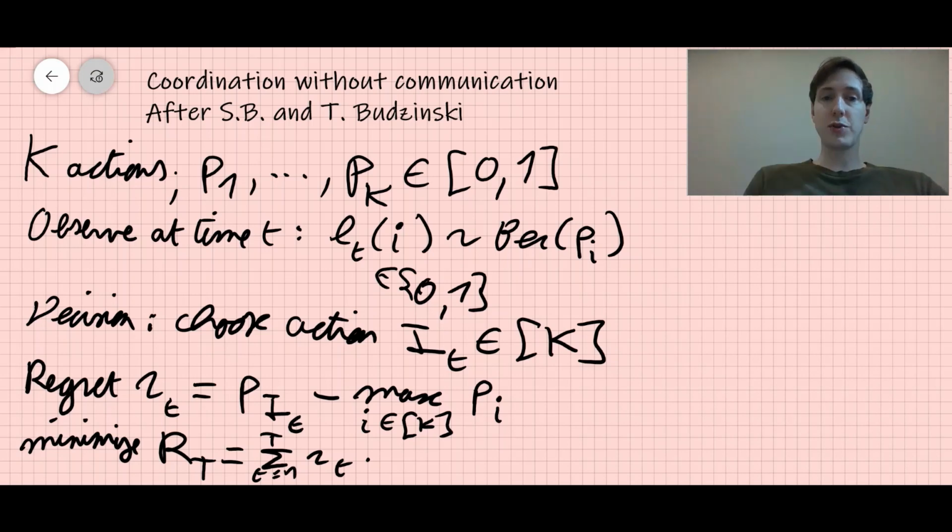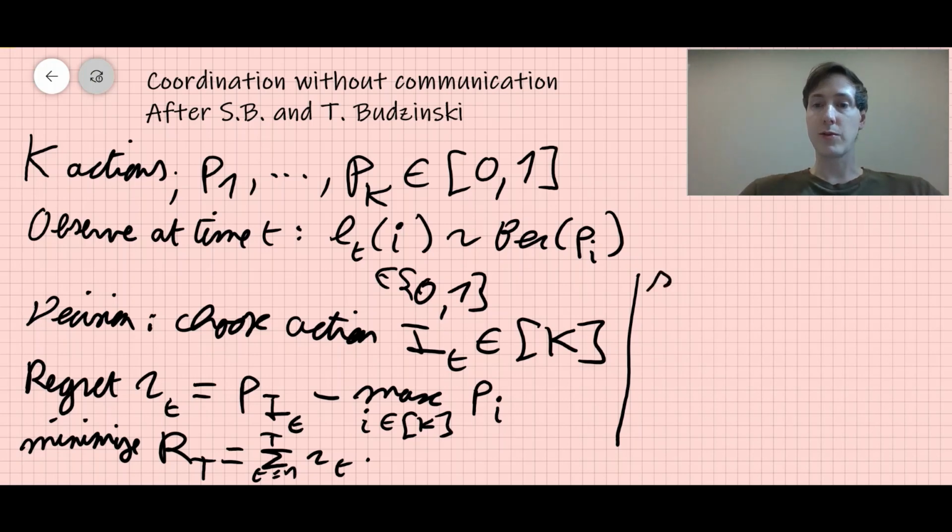You passively observe IID realizations of K different distributions, K Bernoulli distributions. At every time step, given all the information that you have received so far, you have to select one of those actions, and you regret if you selected an action which is suboptimal, meaning there was another action with a higher mean reward. So it should be clear, I hope, that in this case, the most natural strategy is to simply select at every time step the action with the highest empirical mean.